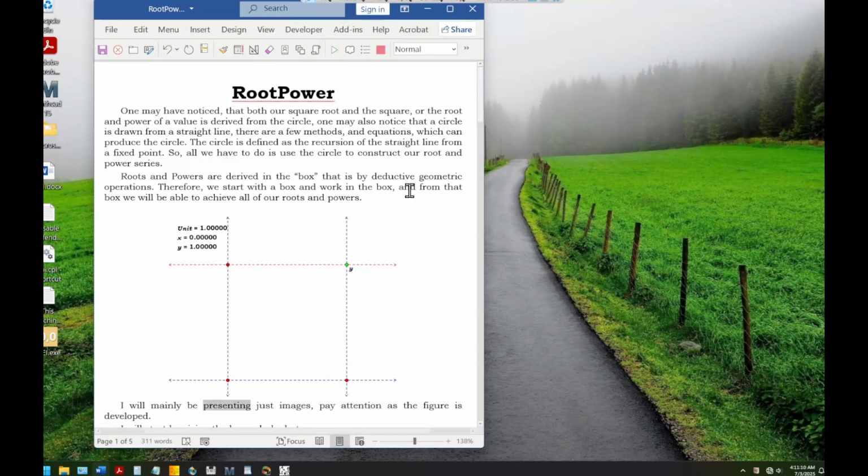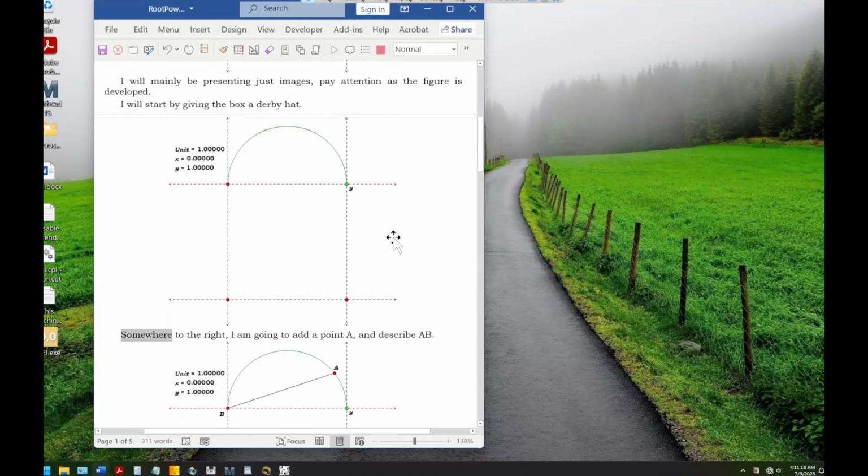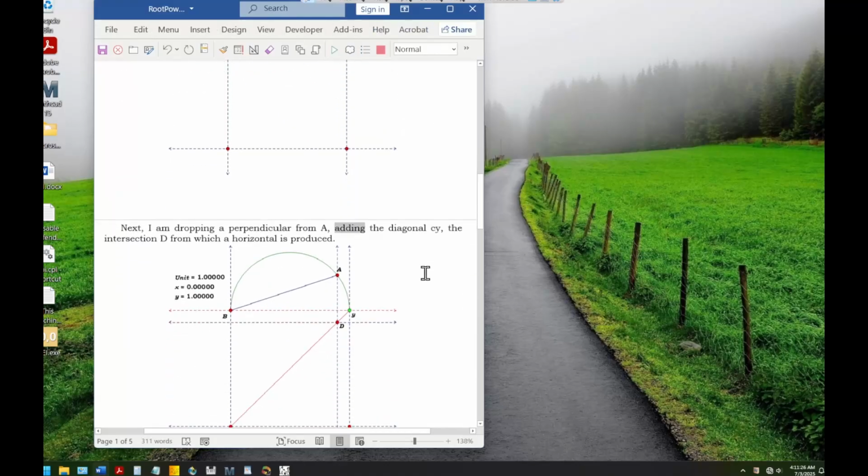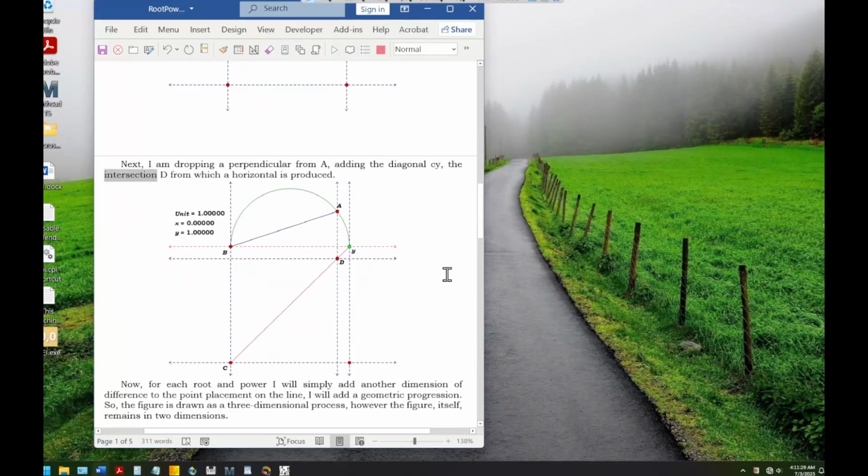I will mainly be presenting just images. Pay attention as the figure is developed. I will start by giving the box a derby hat. Somewhere to the right, I am going to add a point A, and describe AB. Next, I am dropping a perpendicular from A, adding the diagonal C, the intersection D from which a horizontal is produced.